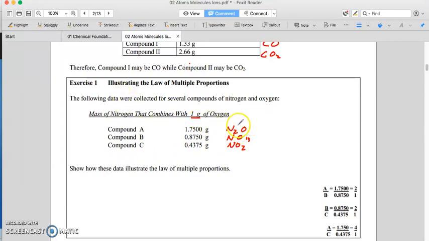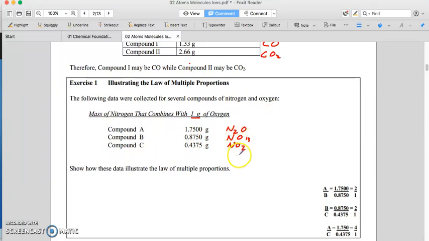There's twice as much nitrogen in compound A as in compound B. But compound B and C have the same amount of nitrogen, but notice this is when compared with 1 gram of oxygen. So if we had 1 gram of oxygen in compound B, it makes sense that we have 0.875 grams of nitrogen. Nitrogen's a little less heavy than oxygen, right? It's 14 grams per mole versus 16 grams per mole. So 0.875 versus 1 makes sense.